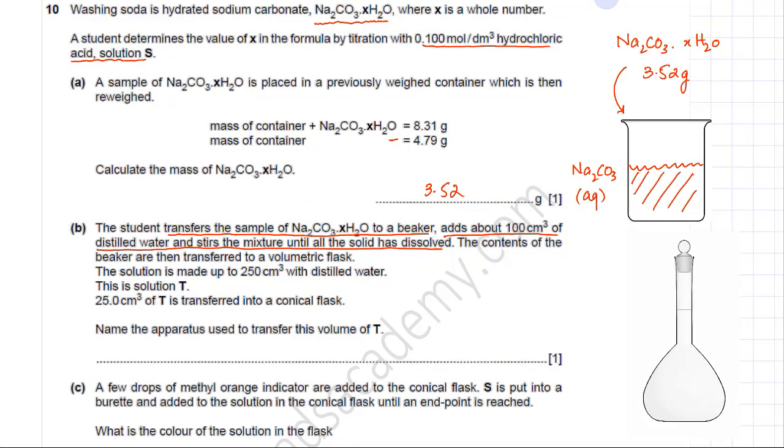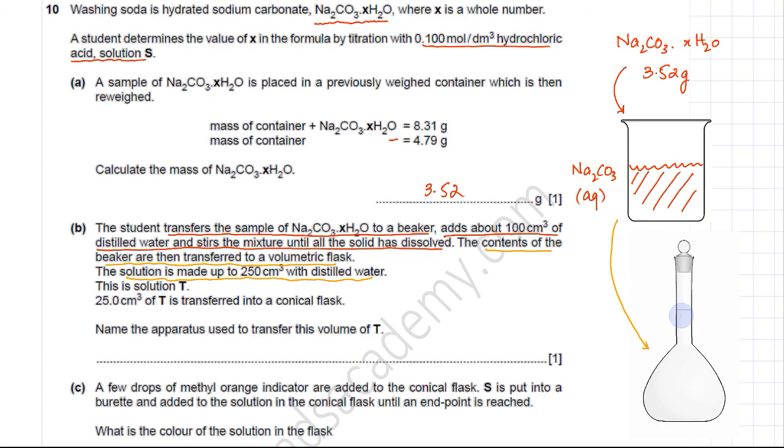Once the solution is made up, the next part of the question says the contents of the beaker are then transferred to a volumetric flask. Let's underline that. We're going to transfer the contents to this volumetric flask drawn here. And the solution is then made up to 250 cm cube by adding distilled water. So you're going to add distilled water and make a 250 cm cube solution. You're going to add more water to it.